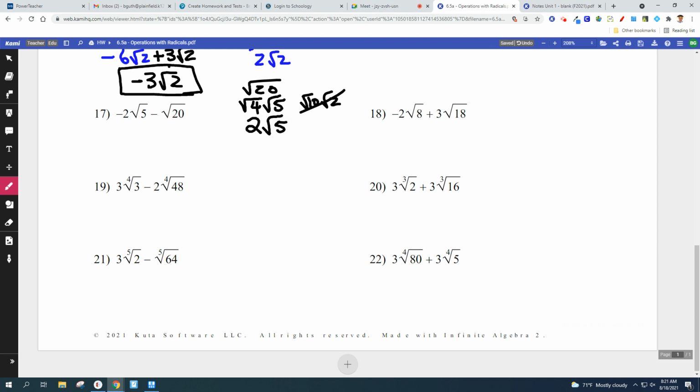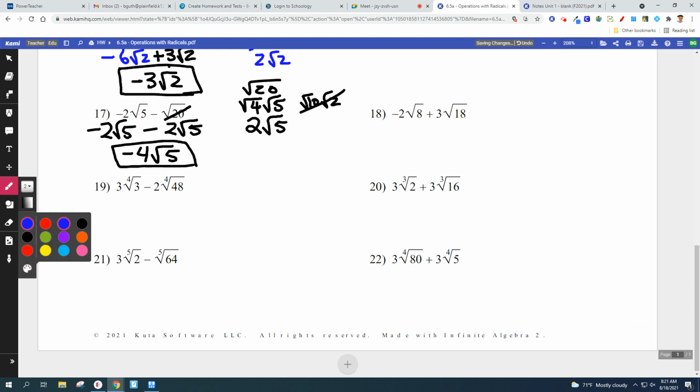And so the square root of 20 is 2 times the square root of 5. So this problem, -2 square root of 5 minus 2 square root of 5, put your like terms together, that's -4 times the square root of 5.